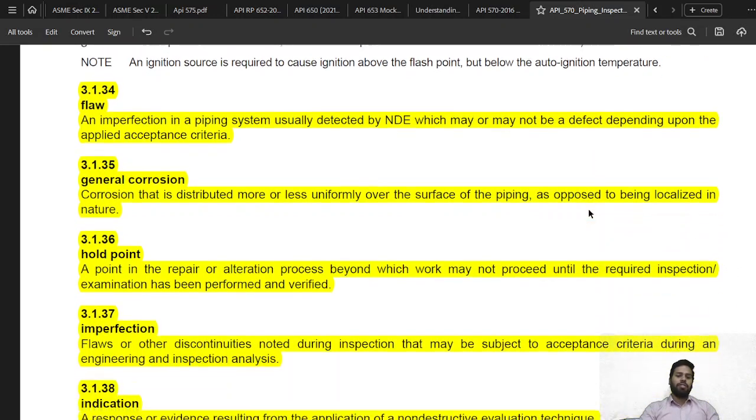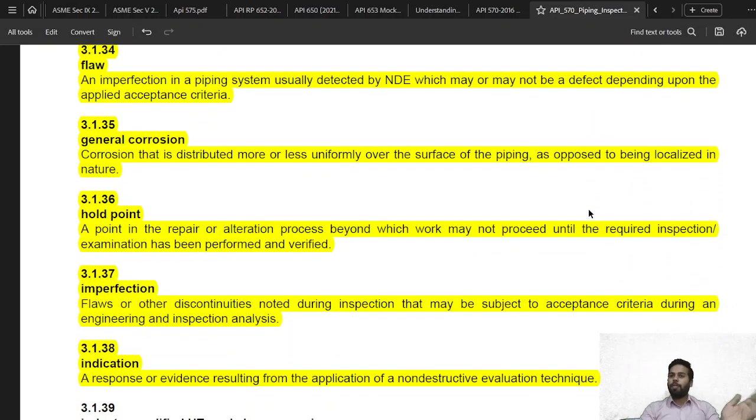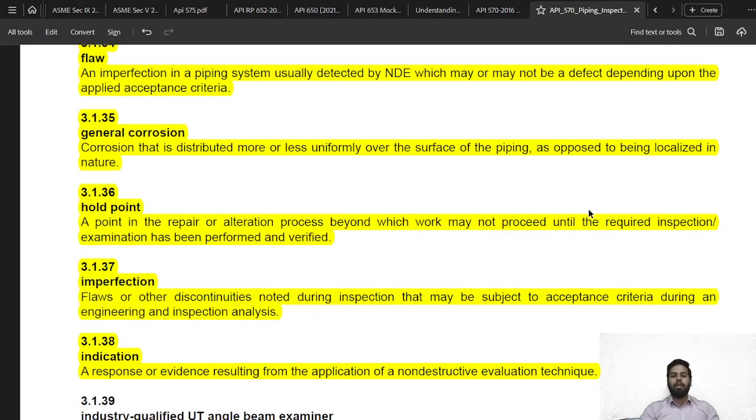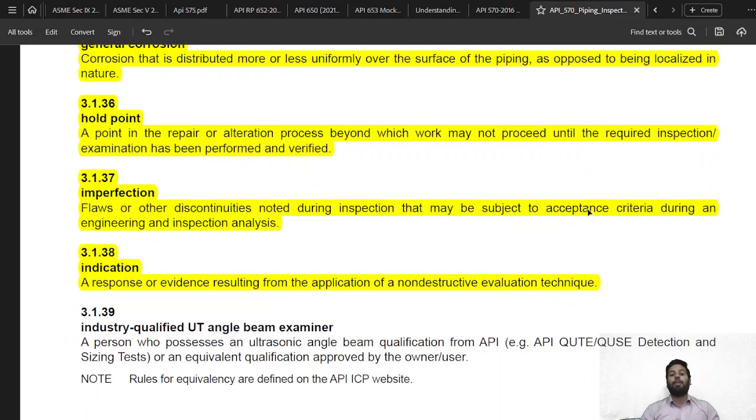Okay. General corrosion. General corrosion is a uniform corrosion that is happening on the entire system. Hold point. Hold point is a point beyond which the work cannot proceed until the hold point has been witnessed and initiated by the owner or the inspector. So hold point is a point beyond which the work cannot proceed if the hold point is not witnessed by the owner or inspector or whoever is responsible.